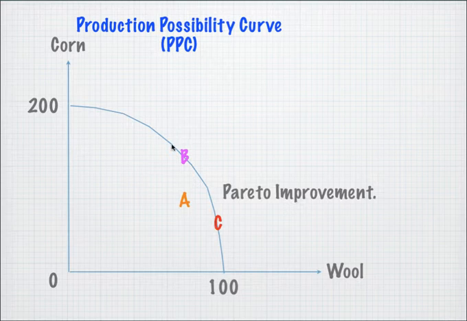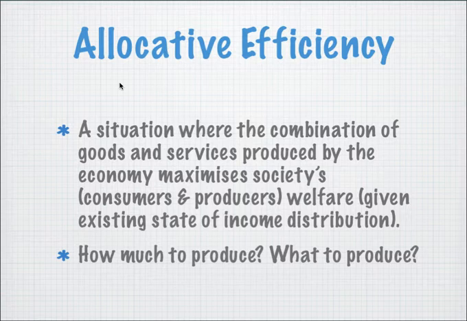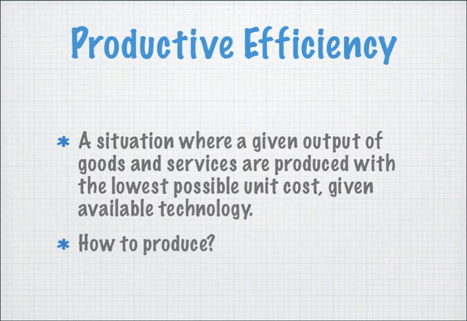There will definitely be cases where at point B it's possible to increase consumer welfare without making anyone else worse off. If people value wool more, you can just cut down corn and give them more wool, and they will feel better off, whereas no one else is made worse off. So improvement to C is possible in that case. And it answers the questions of how much to produce and what to produce. These are the key questions that we want to answer in any economic process.